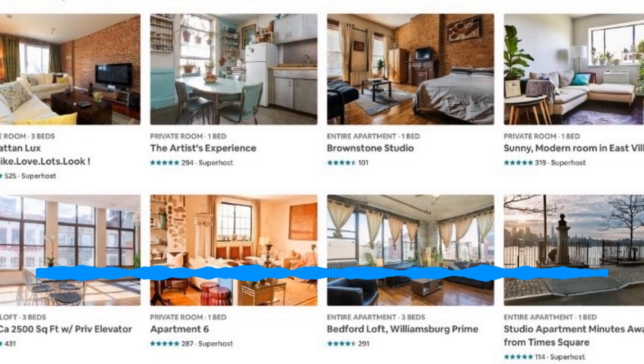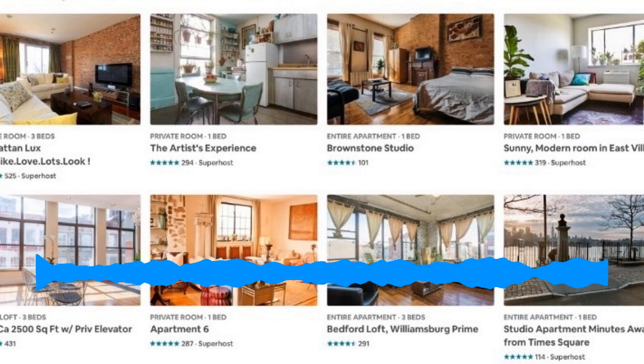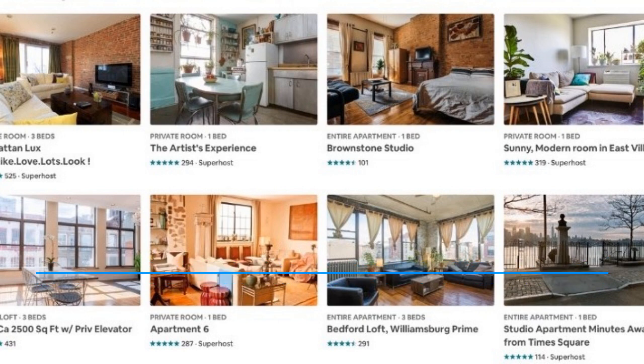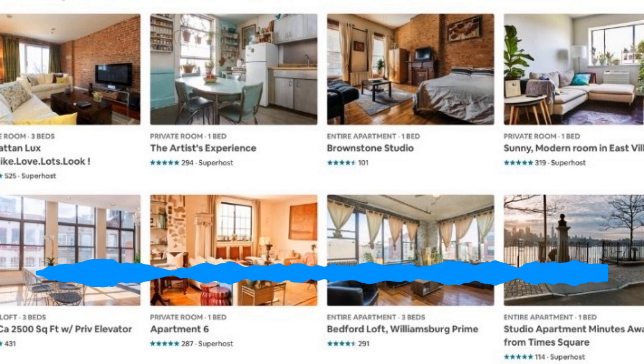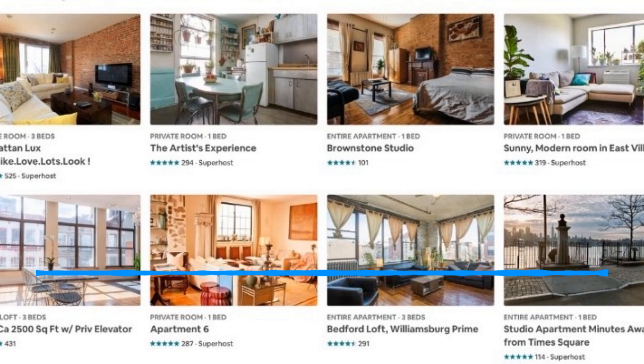So what we can do as hosts is get people to spend more time on our listing. If somebody checks out our listing, we want that person to stay as long as possible, even if that person is not going to book. So what can we do to increase that view time, or I think you call it dwell time? What can we do to increase that dwell time?